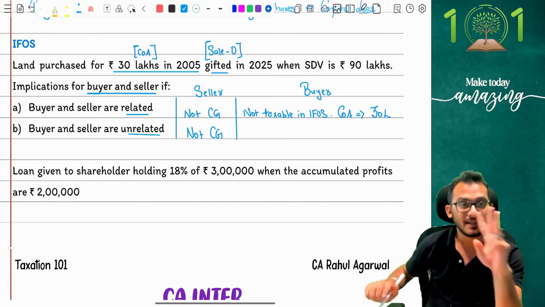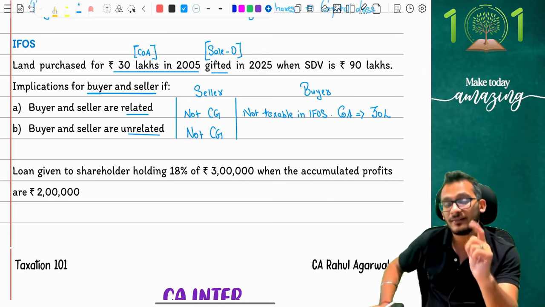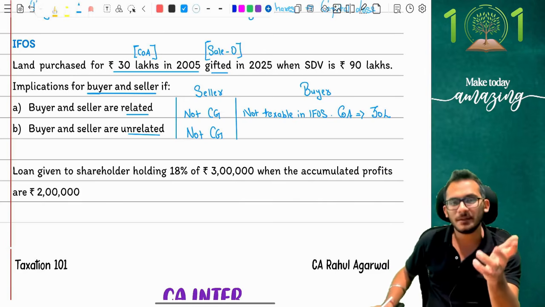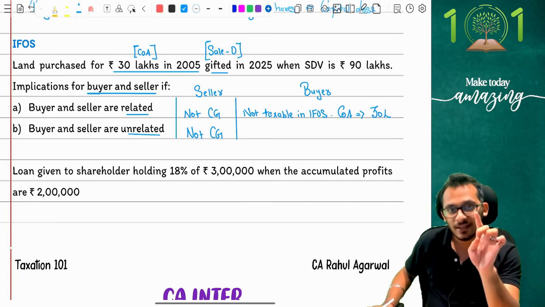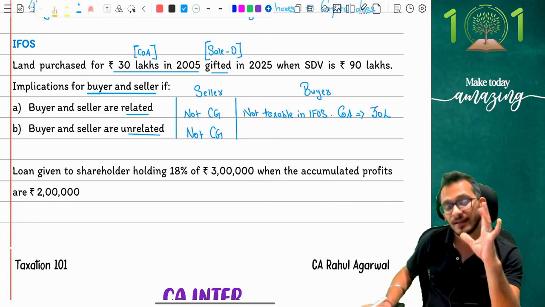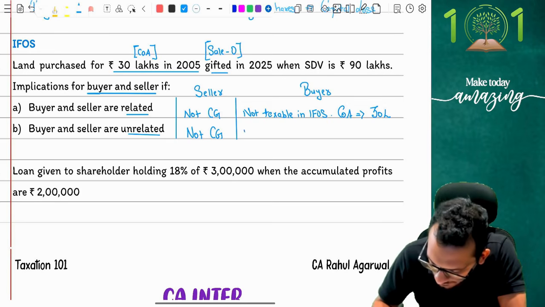No, not related party. Condition number 3, check for the limit. Now, I have a limit of 50,000 rupees, which has anyway been breached. With all those conditions getting satisfied, the buyer will now have to pay tax under IFOS. Yes or no? So, I am going to say taxable.